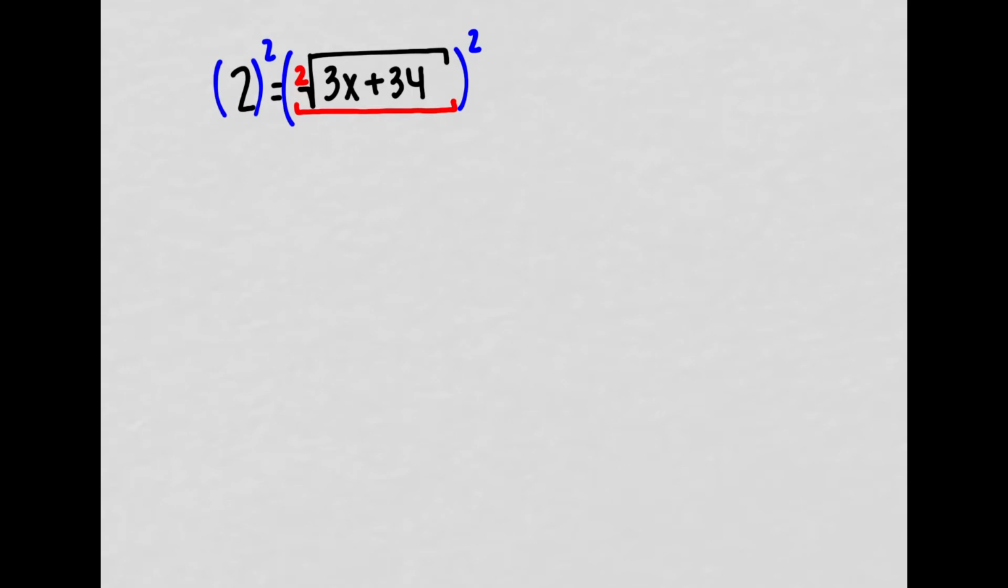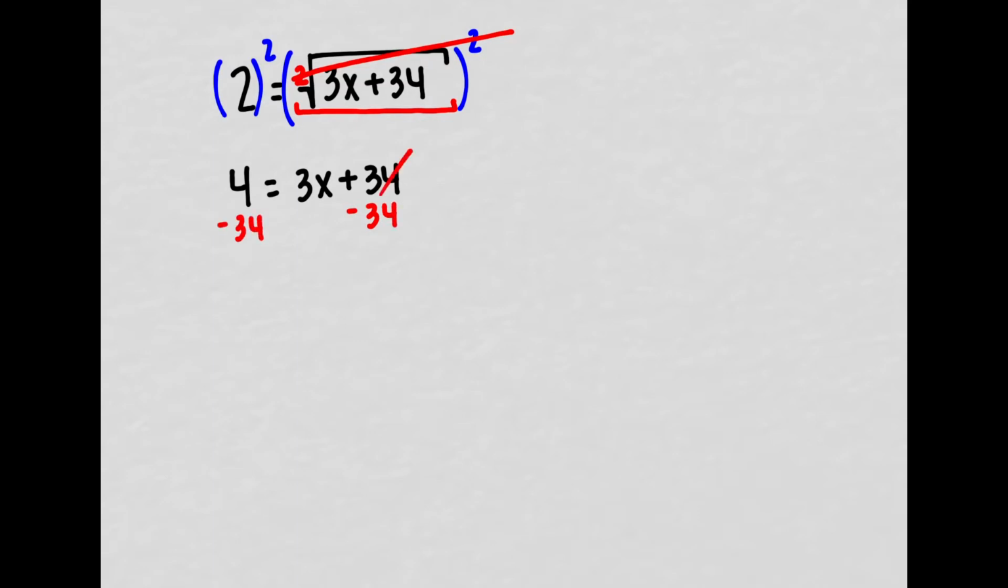What that does on the left side is I have 2 squared, or 2 times 2, which gives me 4. And it's equal to, on the right side, I have the square root and it's squared. My square root symbol cancels out, it goes away, and I'm left with what's underneath that radical. So I have 3x plus 34. Now I need to do my steps to solve for x, so I'm going to subtract 34 from both sides.